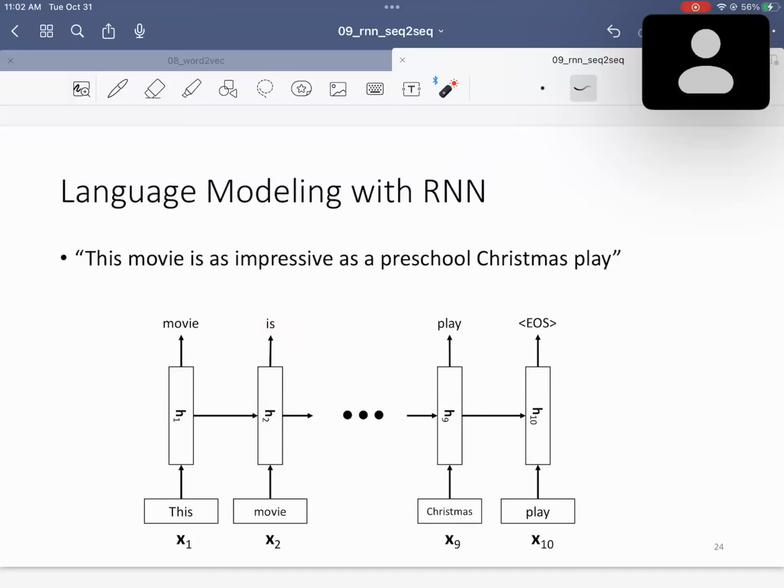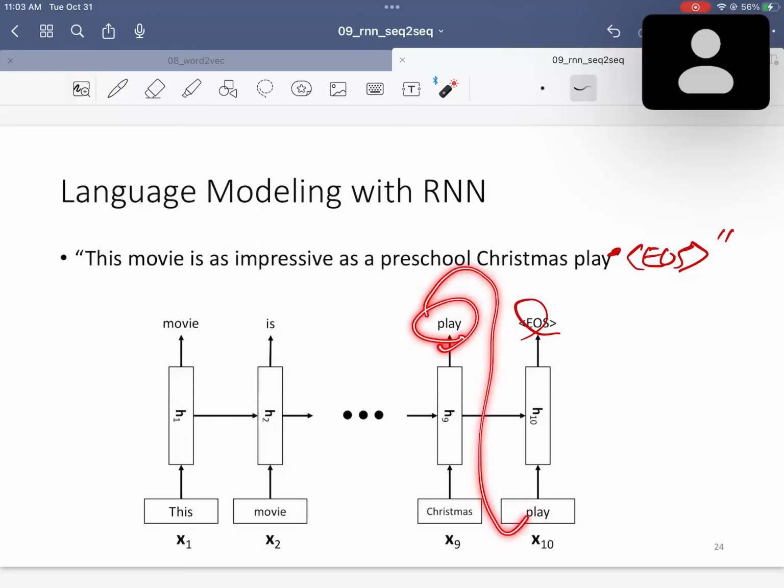So there's actually an EOS hidden here, like this. EOS is the indicator that you need to stop predicting the next word, and then your sentence is complete. So when you're training a language model, you need to have EOS explicitly. In the ninth time step, X9, when you put in Christmas, hopefully the model will predict the final word, play. And then given play, the model will predict EOS. And then you know that since you are seeing EOS as an output, you need to stop the for loop cycle, right?